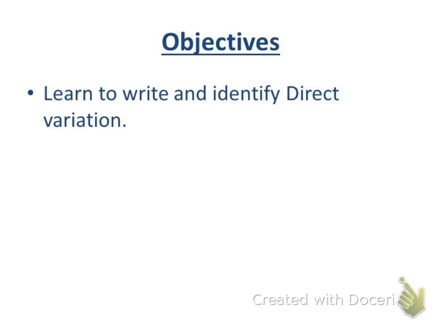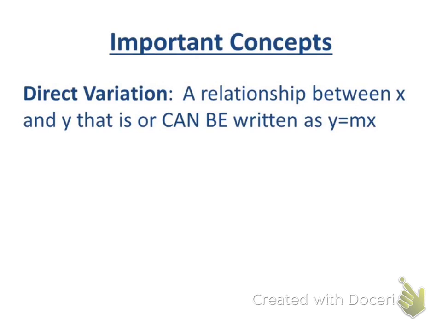And it does really describe what we're talking about. Y varies directly with X. And direct variation is a relationship between X and Y that can be, now the key phrase there is bold, it can be written as Y equals MX.